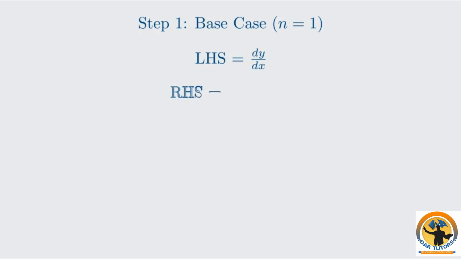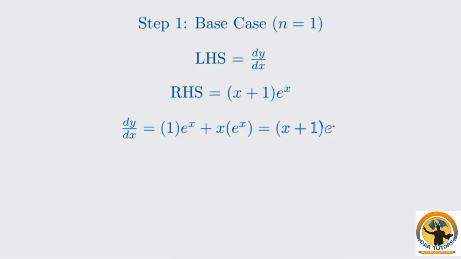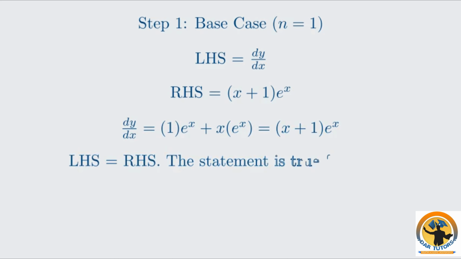Step 1. The base case. We need to show the formula holds for n equals 1. The left-hand side is the first derivative, dy by dx. The right-hand side is the formula with n equals 1, which is the quantity x plus 1 times e to the x. As we calculated earlier, the first derivative of x times e to the x is indeed the quantity x plus 1 times e to the x. Since the left-hand side equals the right-hand side, the statement is true for n equals 1. The base case is established.